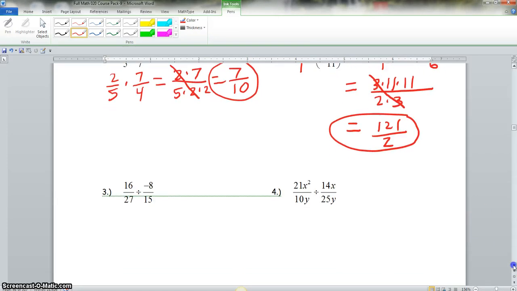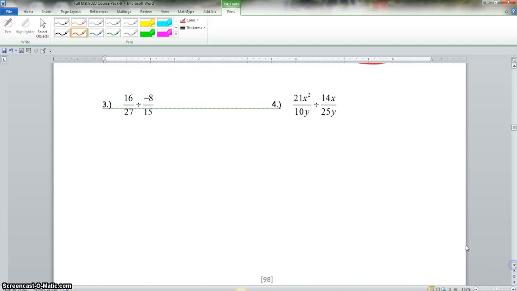Now we scroll down here. Now we have problems 3 and 4. Now 16 over 27 remains the same. Division becomes multiplication, and we take the reciprocal of the second fraction. Now, if you look here, this is a positive times a negative, so we know our final answer is going to be negative.